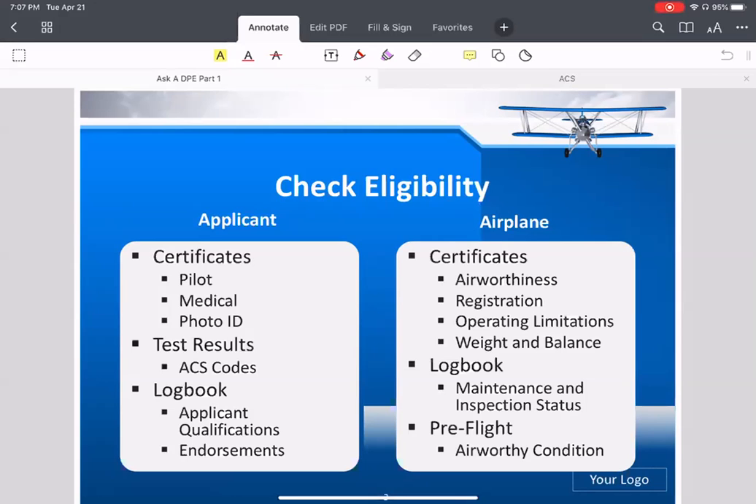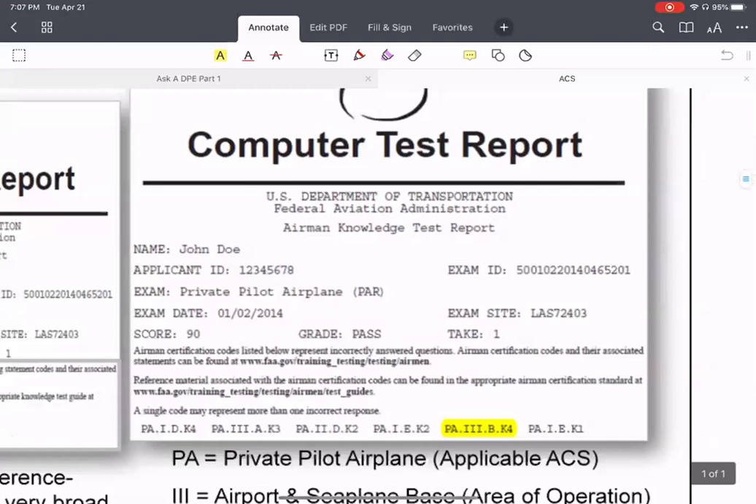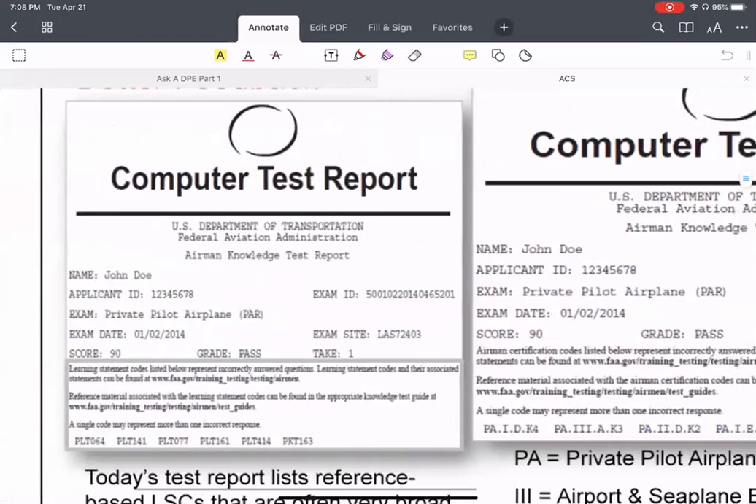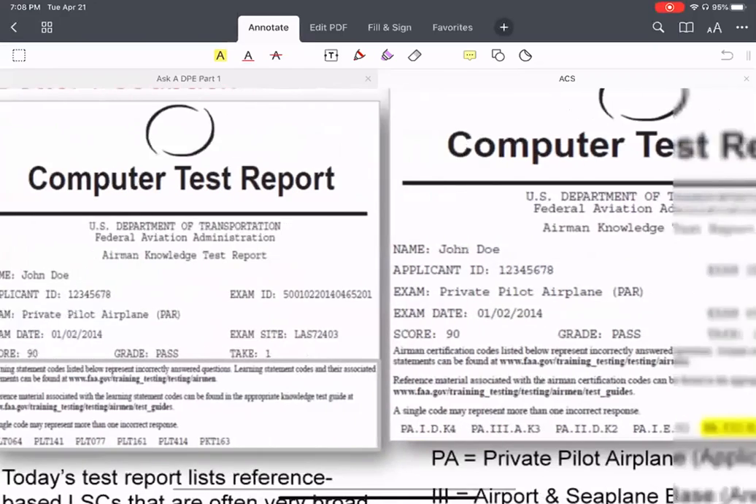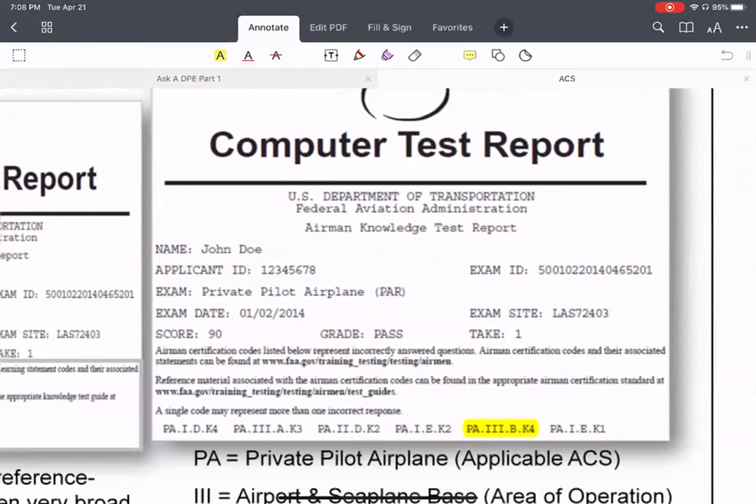And as a pilot examiner, I'm supposed to take those codes. Previously I had to decode the PLT code and convert it to an ACS code and come up with a question. Now I at least am able to use the ACS code to come directly to that. And I actually have an example of the test codes now. The old PLT codes were very vague; PLT 141 could be a large subject matter. Whereas here, the test codes are broken up: P for private, A for airplane, Area 3, Task B, item K4 is the one that's highlighted.